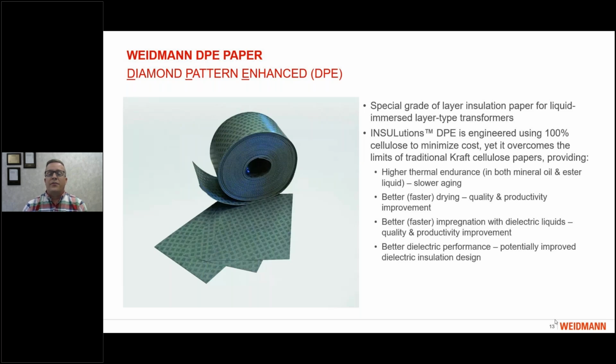In particular, I'm going to cover in a little more detail the four benefits of this paper and what it can do for renewable energy transformers. It has four advantages over the typical kraft paper. Number one, it has a higher thermal endurance in both mineral oil and ester liquids, so it ages more slowly and has a higher thermal class as a result. It dries faster, so you can potentially have higher quality and productivity when these transformers are being made in the factory. It also impregnates with dielectric liquids faster, similarly a quality and productivity improvement potential. And finally, it has better dielectric performance, so you can potentially improve your dielectric insulation design with this DPE paper.